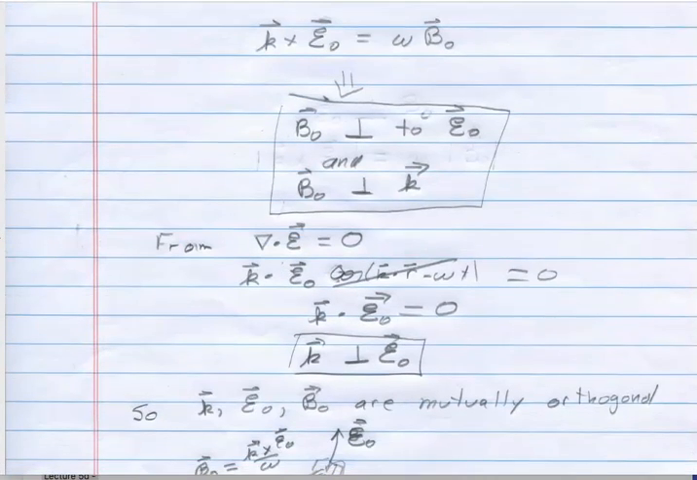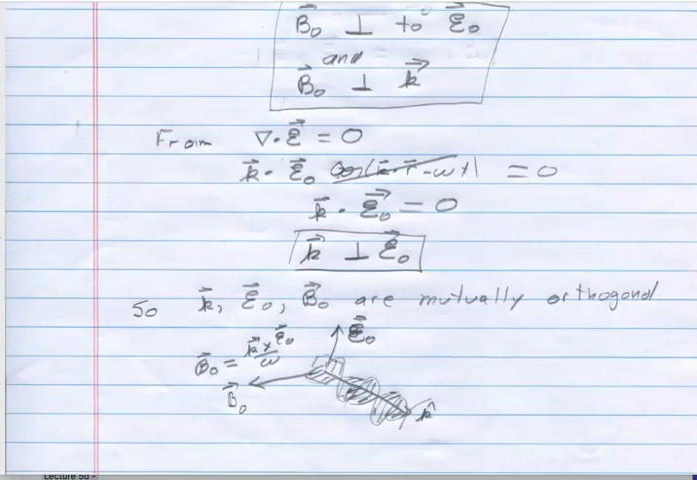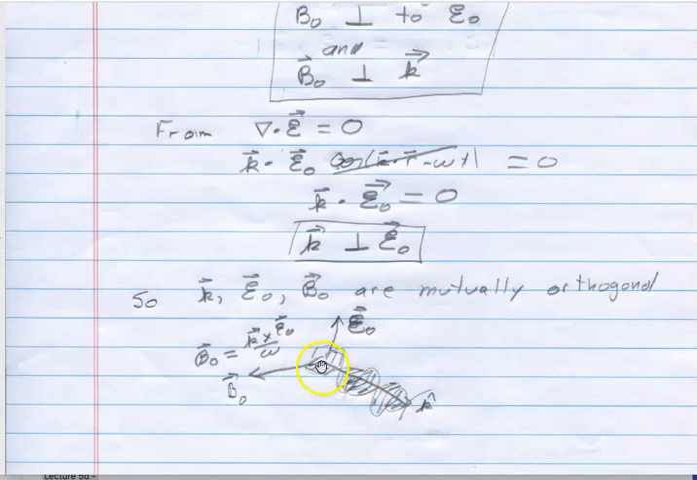So they're all mutually orthogonal. And so what that leads to, you have a direction that the wave is propagating. It's in the K vector, K hat. You have E has to be perpendicular to it, so there's a right angle to this wave.